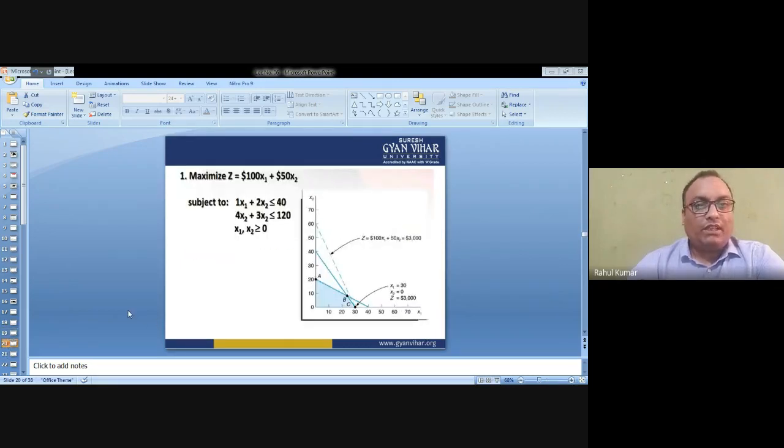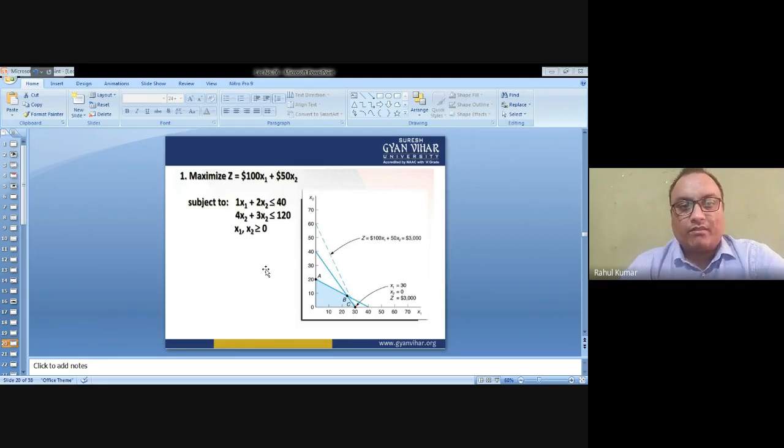And then move to the second question. This is your maximize function, which is Z equal to $100 x1 plus $50 x2, and this question is subject to x1 plus 2x2 less than or equal to 40. These are the two types of constraints, and this you will solve by a graphical method.